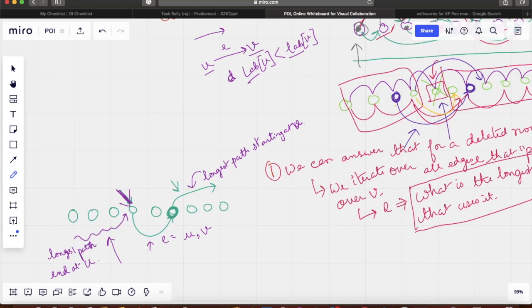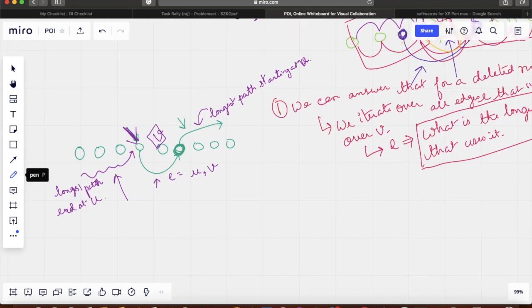Now if you can calculate these two values, longest path ending at U for all the U's and longest path starting at V for all the nodes, we can just iterate over all these edges E. We can answer what is the longest path that uses this edge E. Note that again, whenever you use such an edge E, you are effectively skipping over this vertex V. So how do we find these longest paths? Well, it can be done simply using a DP.